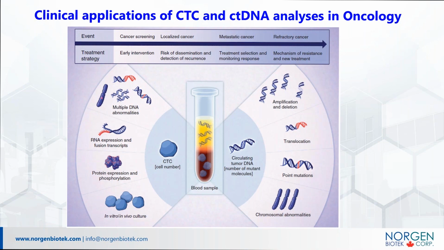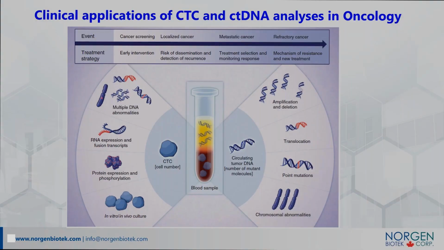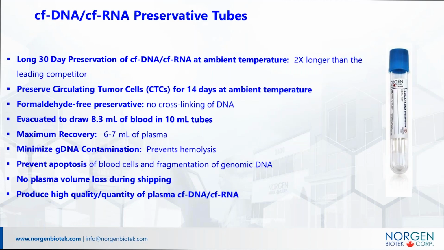And also we have precious blood samples, so we need to have a very good and robust workflow to deal with our precious samples. So in order to do this, and as our vision at Norgen, we developed a new product called cell-free DNA, cell-free RNA preservative tubes.